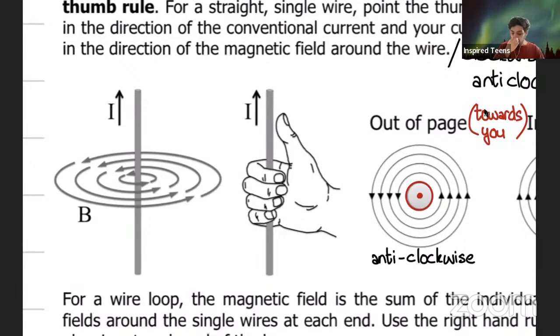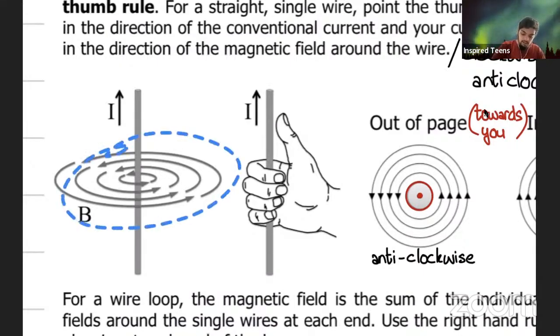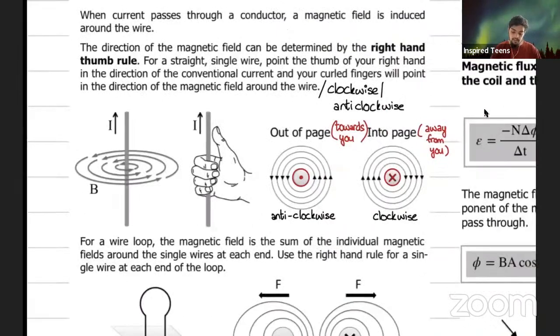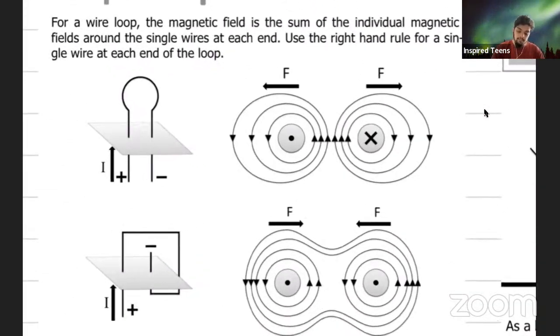So if you have to do the same thing with your right hand and point your thumb up, you would notice that when you curl your fingers, they would point in an anti-clockwise direction, and this is represented there. B is magnetic field and I is current. So that's what's represented in this diagram.